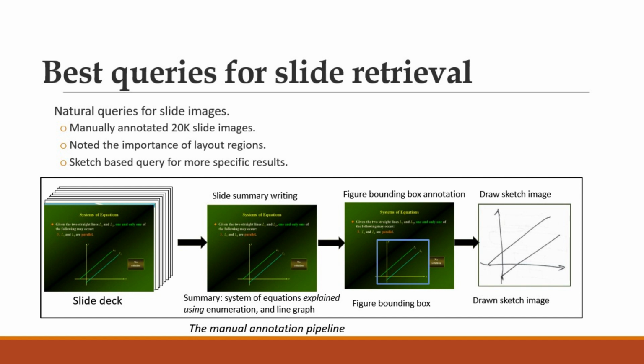We analyzed the summaries and found a very common pattern: the topic is explained using logical regions. To recollect a slide image, humans use logical regions, keywords, and a rough sketch of the figure appearing on the slide images. The figure shows the annotation pipeline. First, the annotator writes down the summary of a given slide image. If a figure is appearing on the slide image, they will draw a rectangular region around the figure and draw the figure on a white paper.